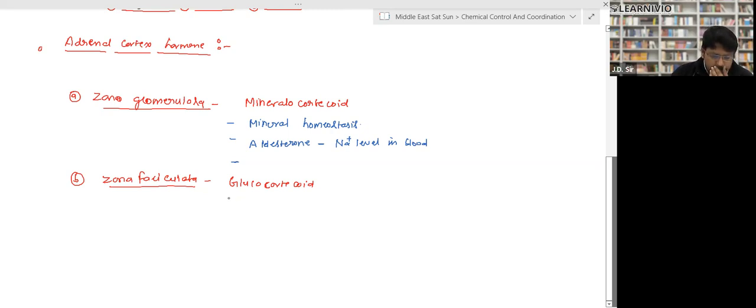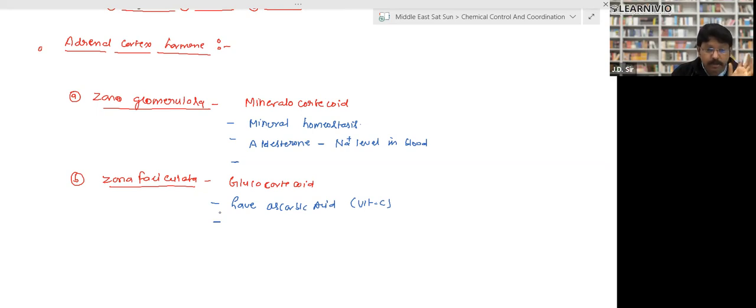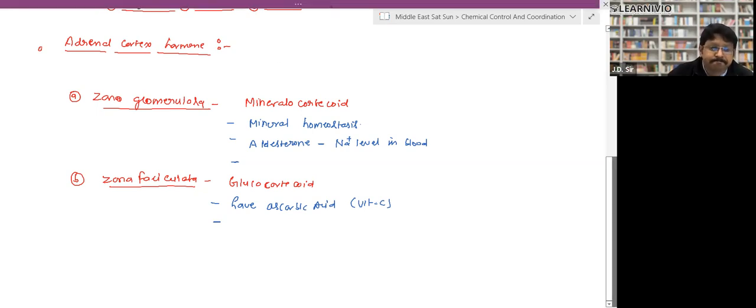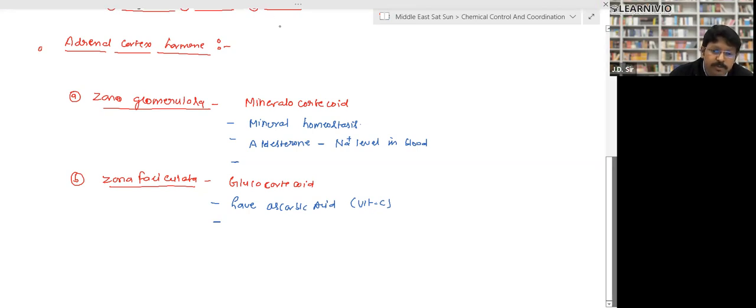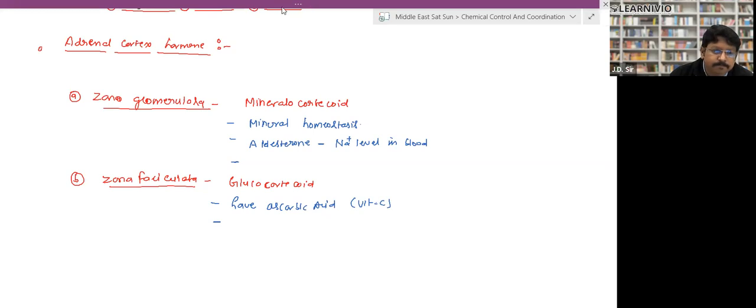Sorry, cut down this line, I missed it. Here you have to note it down: it affects glucose homeostasis. Strike off the previous line.